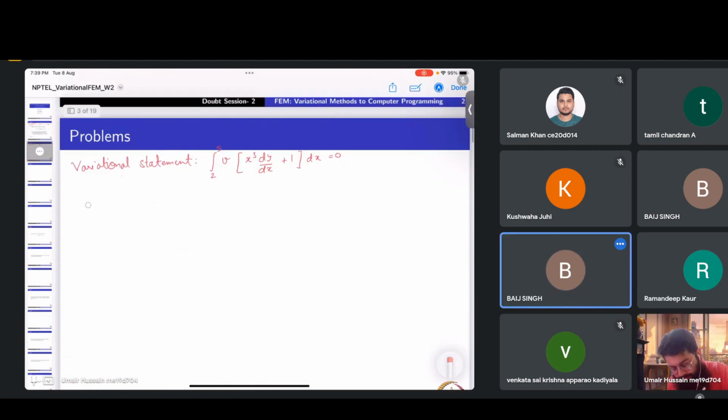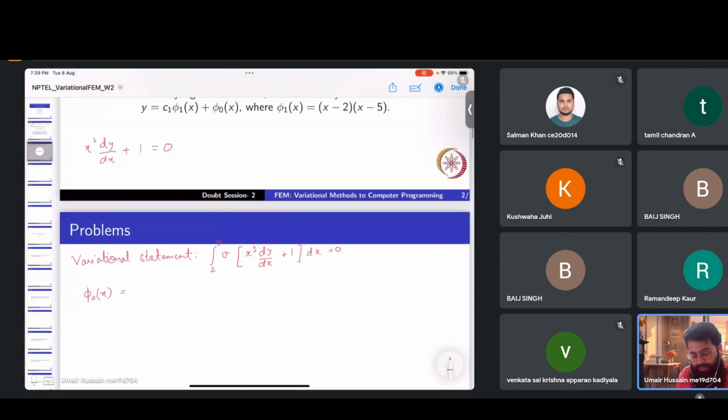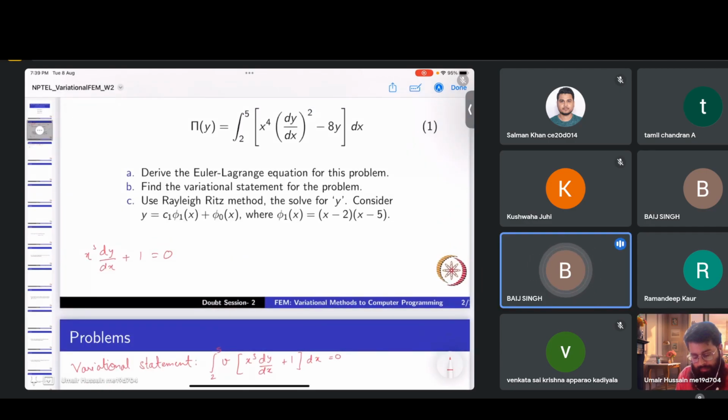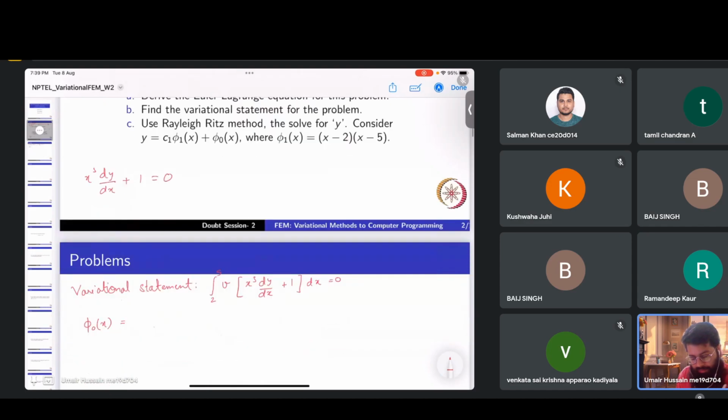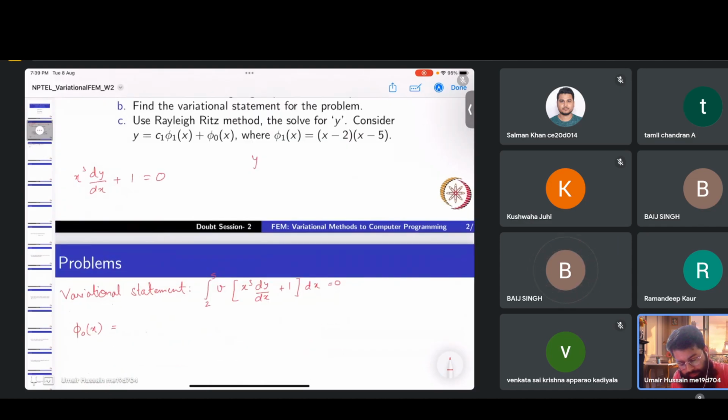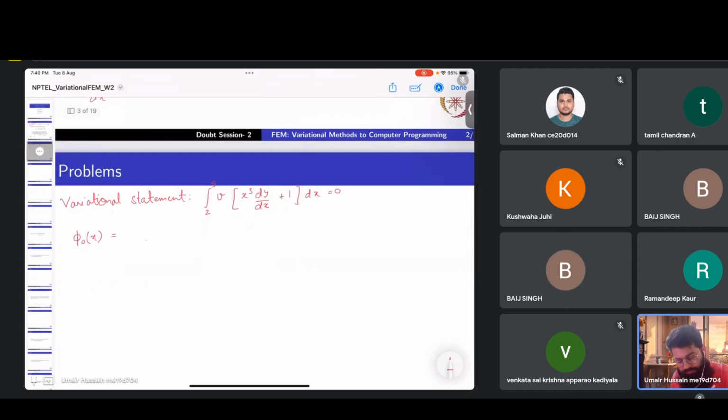Can you repeat, sir? If we have the essential boundary condition as y at x equal to 2 is equal to 2 and y at x equal to 5 is equal to 5, then our phi naught will be 2 by 3, and so on. Why would that be? It was given as per the problem that you're solving now. Okay, it was given there. So y at 2 equals 2 and y at 5 equals 5.